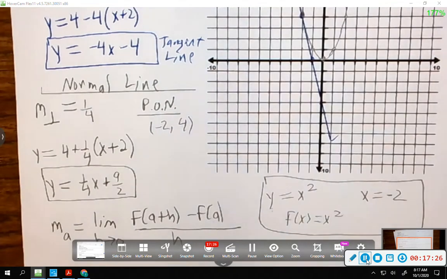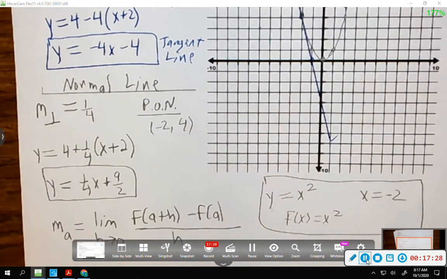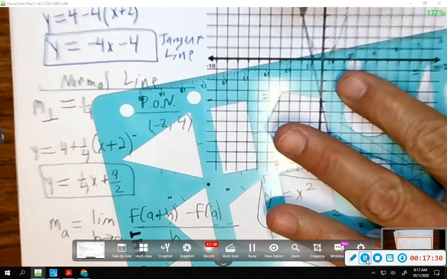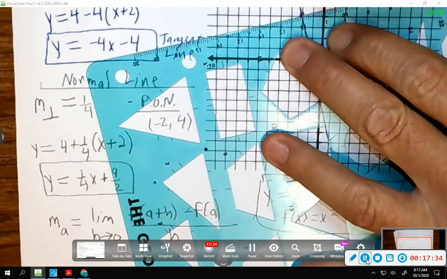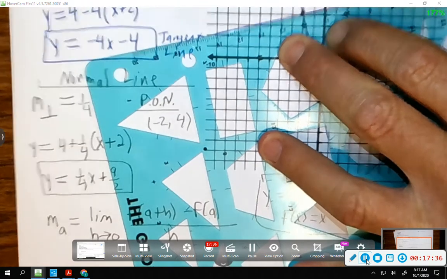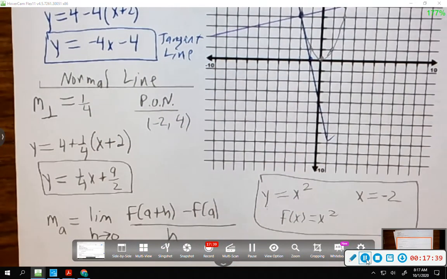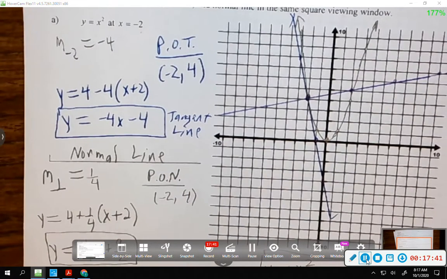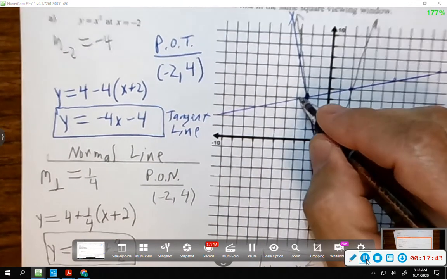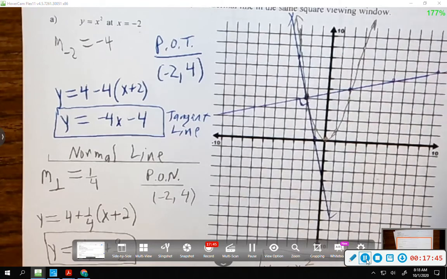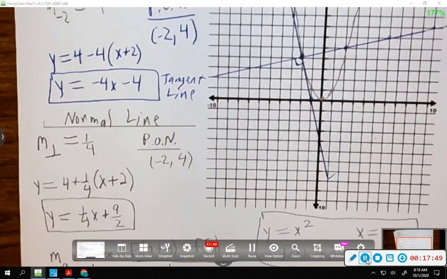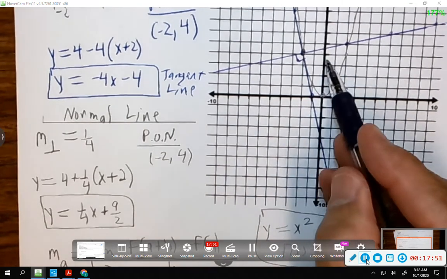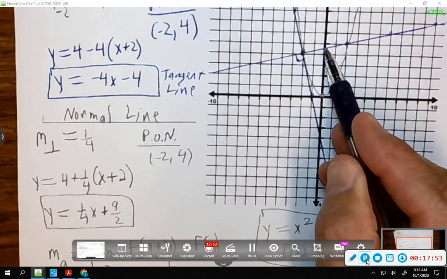But make sure that you draw it using a nice straight edge. Especially me, because I'm not great at drawing nice straight lines. There it is. And we ask ourselves, is this perpendicular here? Yeah, that looks perpendicular. The tangent line and the normal line should be perpendicular. The y-intercept was 4 1/2. Does it look like the y-intercept of this line is 4 1/2? Yes. Good.